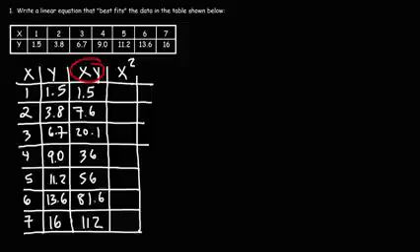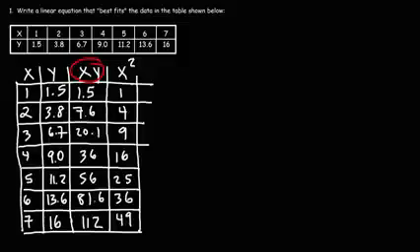Now let's calculate x squared. 1 squared is 1, 2 squared is 4, 3 squared is 9, 4 squared is 16, 5 squared is 25, 6 squared is 36, 7 squared is 49. Now the next thing we need to do is take the sum of each column of numbers.